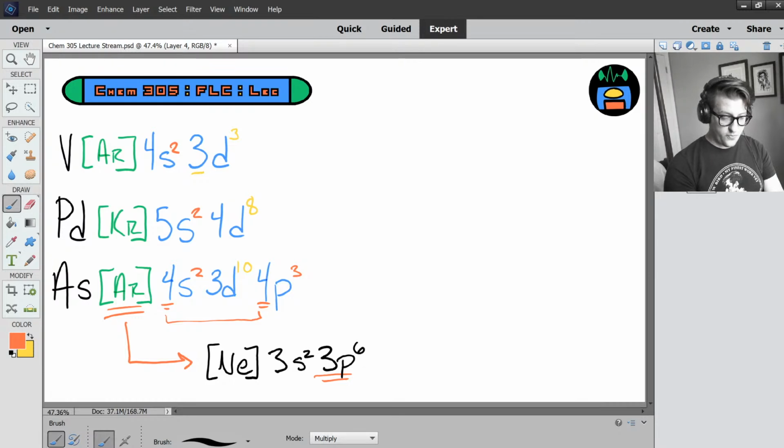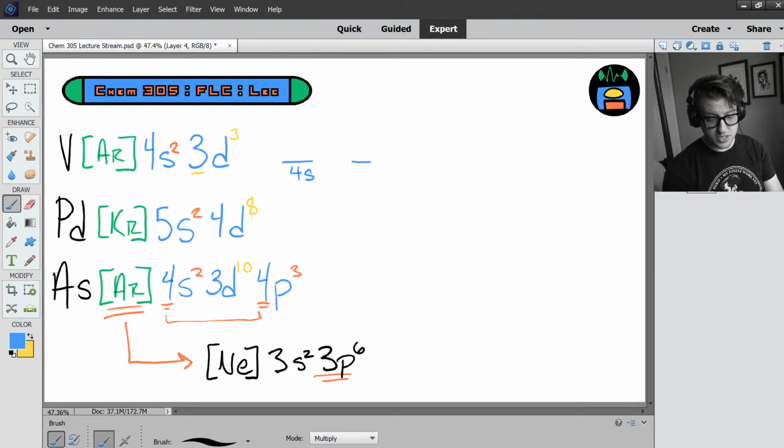All right. So for vanadium, here we're dealing with the 4s subshell and the 3D subshell. Now there are 5 orbitals in the 3D subshell, 1 orbital in the 4s. So we've got 2 electrons in the 4s. Then we have 1, 2, 3 electrons in the 3D. So that would be the orbital diagram for vanadium.